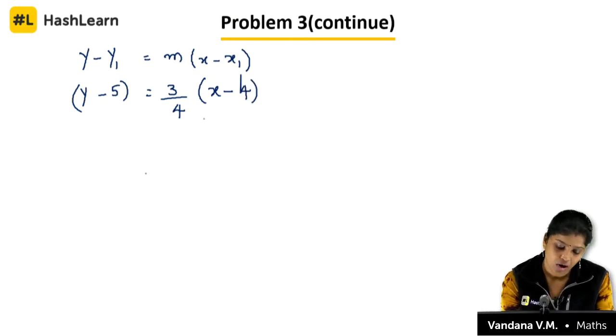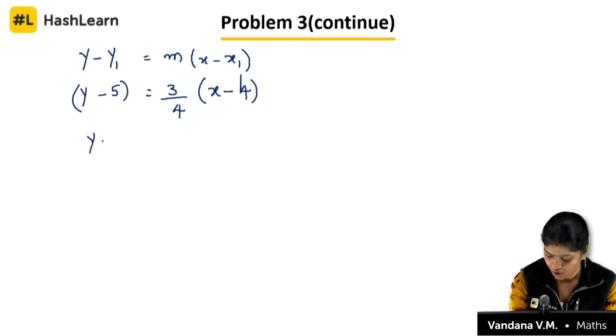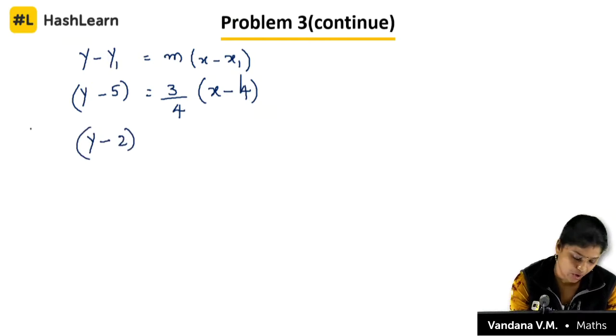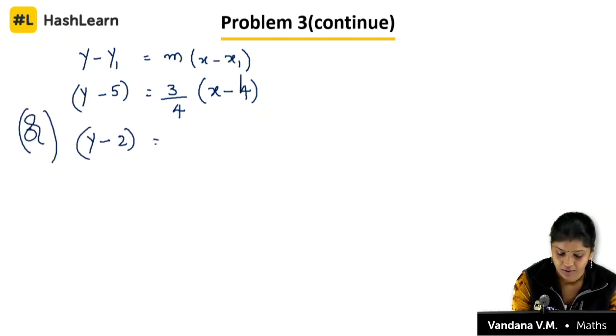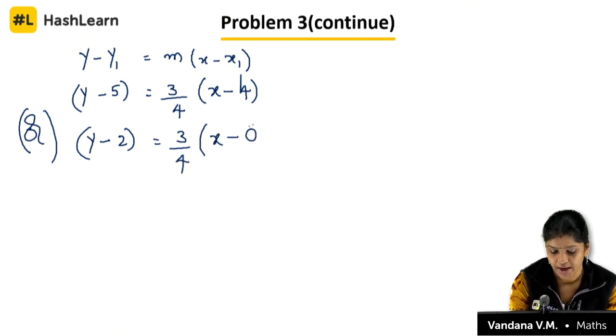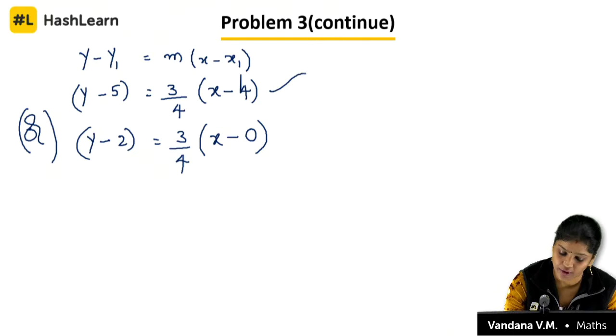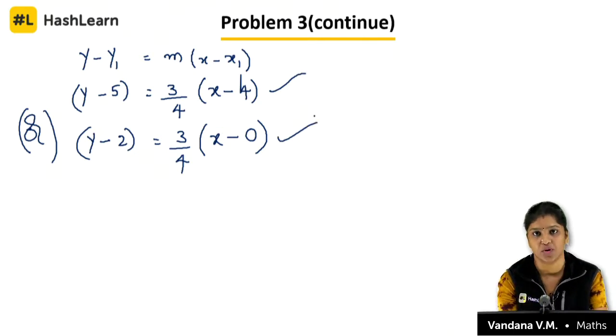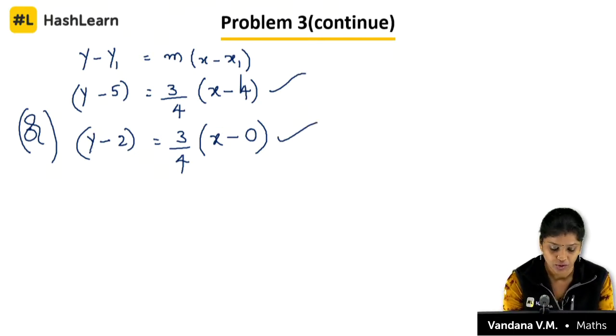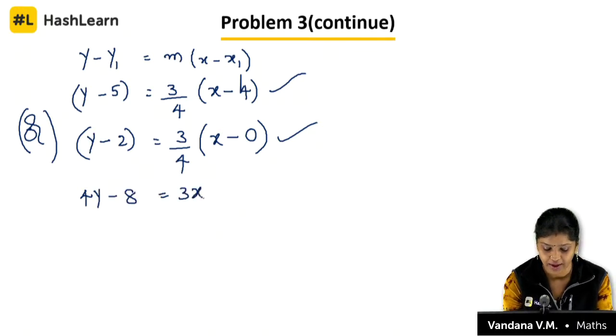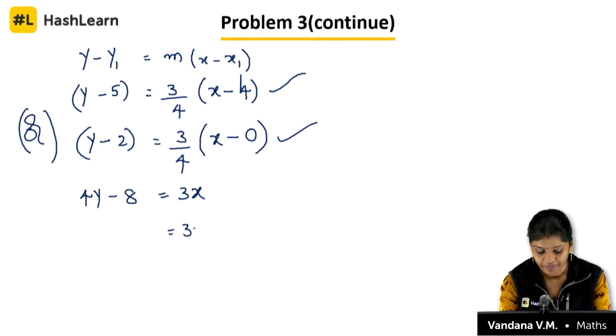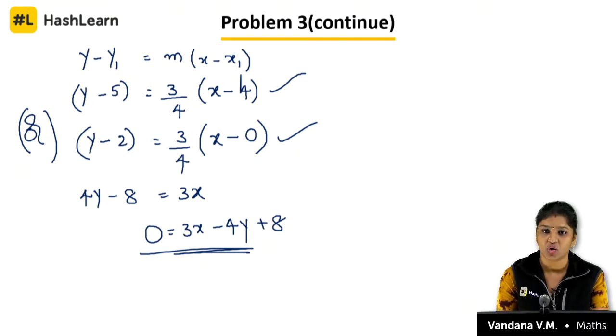Clear, children? Or you can write like this also, y minus 2 into r, because that is passing through 0, 2 also, x minus 0. If you solve this and this, you will get the same equation. Don't worry. So, if you multiply, 4y minus 8 is equal to 3x. Bring it to one side. 3x minus 4y plus 8 is equal to 0. This is your equation of a line.